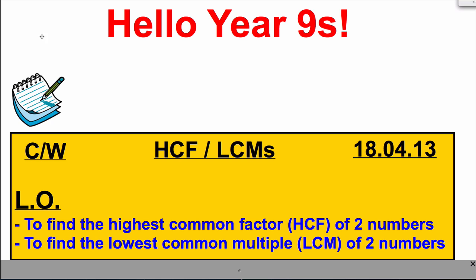Okay, let's start off by explaining what these two terms actually mean. Highest common factor. Suppose we had the number 8, and we also had the number 20, and we wanted to work out the highest common factor of 8 and 20. Okay, well, what does this mean? Well, firstly, I'll explain to you.